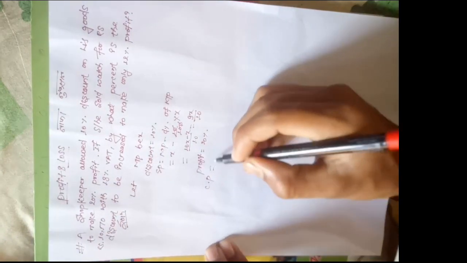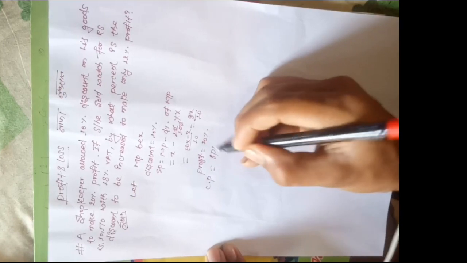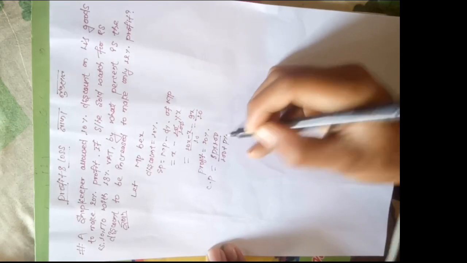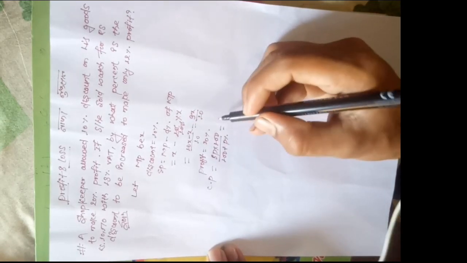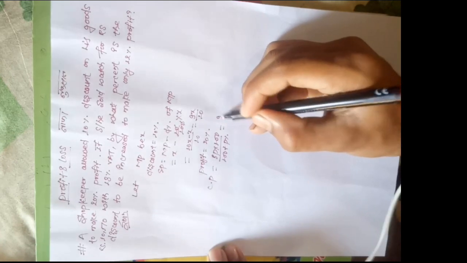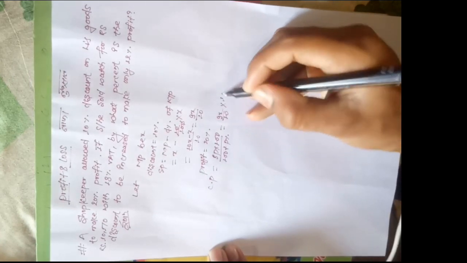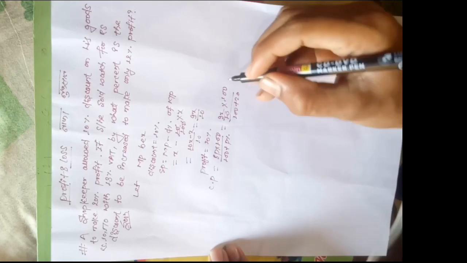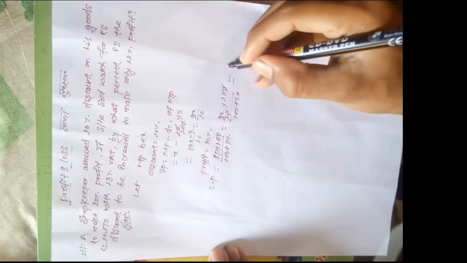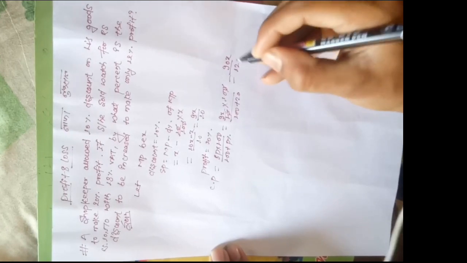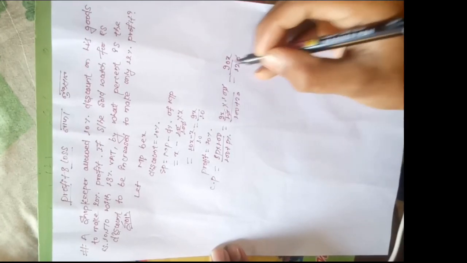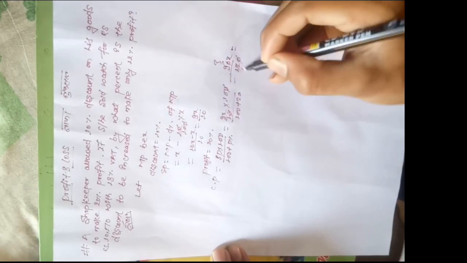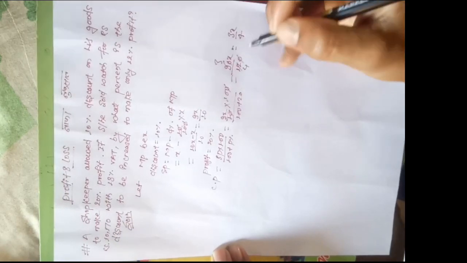So CP will be, we have the formula CP equal to SP into 100 over 100 plus profit percent. So SP here is 9X by 10, and 100 plus profit percent is 100 plus 20. So we can cancel this, and this is 90X by 120. Cancelling by 3, 3 nines are 9 and 3 fours are 12, we get 3X by 4. This is the cost price.